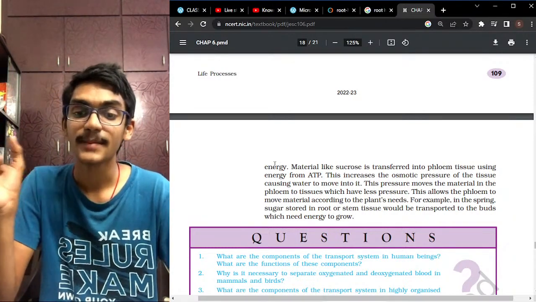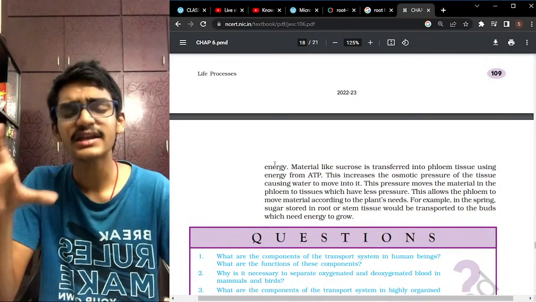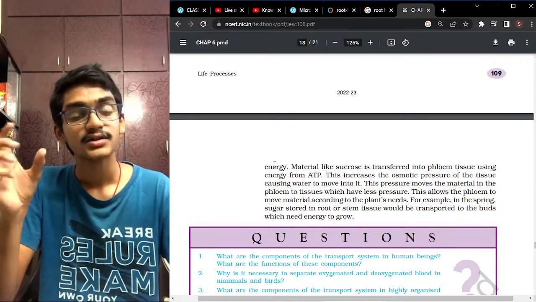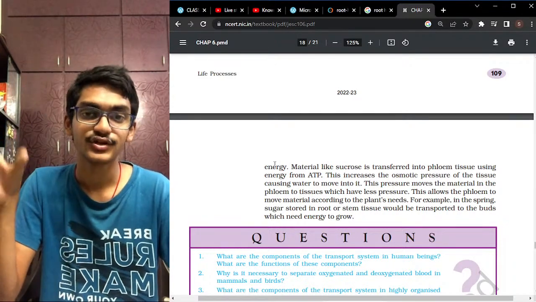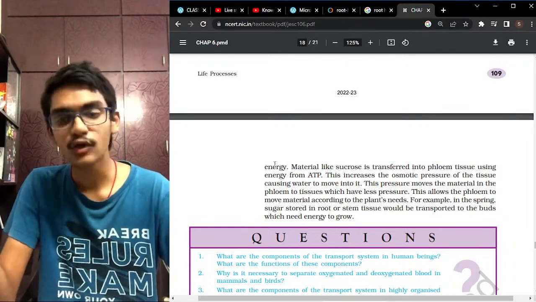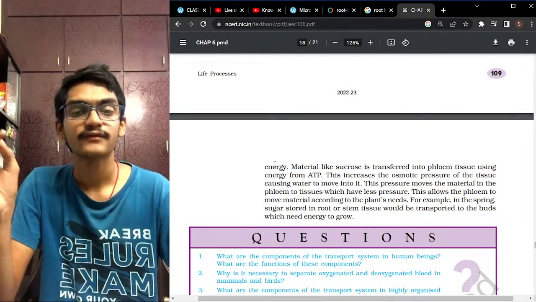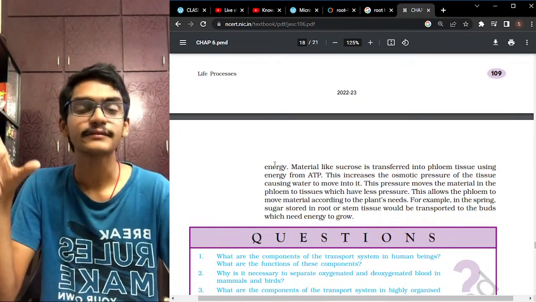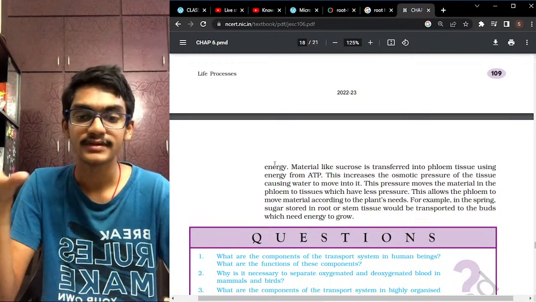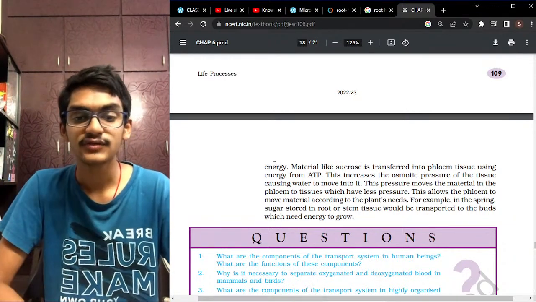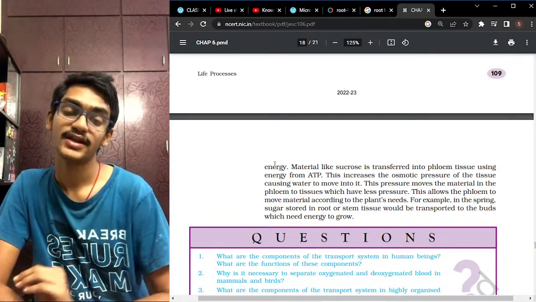So in that process, what happens is that it creates a very high pressure, because the water molecules and the food particles are there. Therefore, the water is then transported to all the different parts of the plant which have a very low pressure. So this will allow the phloem fiber to transfer the materials based on the plant's needs. For example, in the spring season, the sugar stored in the root of the stem will be transported to the parts which need the energy to grow.